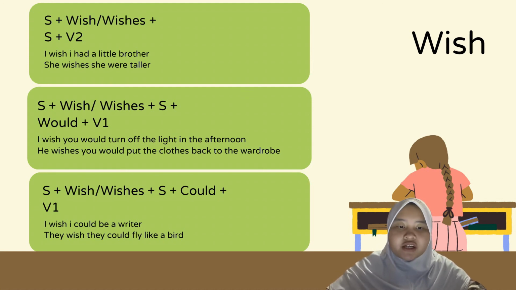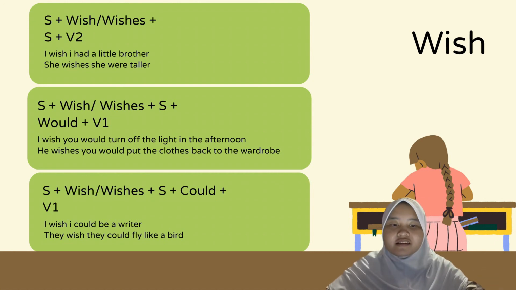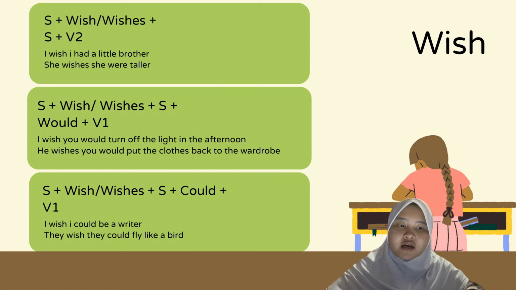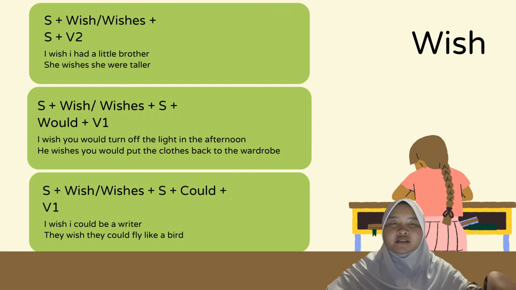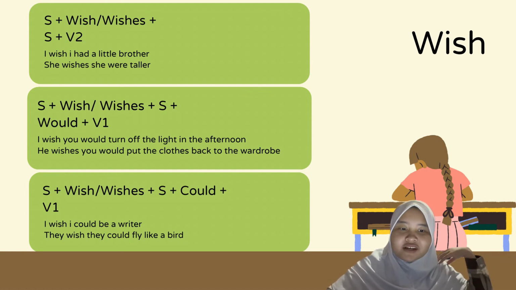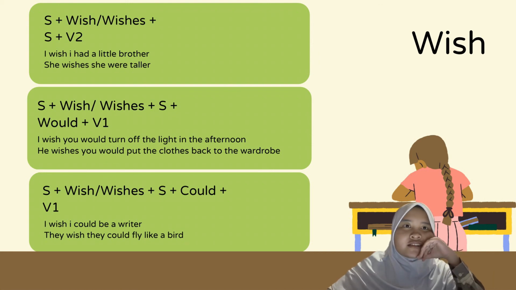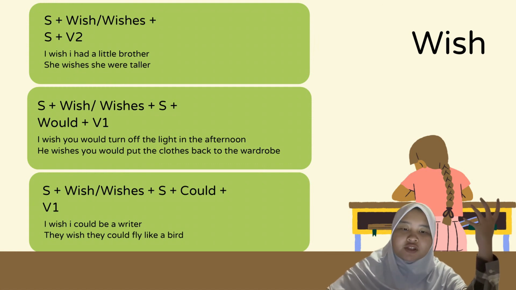The second sentence example is: they wish they could fly like a bird. They is the subject, and we use wish because the subject is they, followed by the subject again, they, then could, followed by verb 1, fly, and the last part is the complement, like a bird. We use could and wish in the sentence because, of course, humans can't fly. They don't have wings, and it's an unreal and imaginary situation.